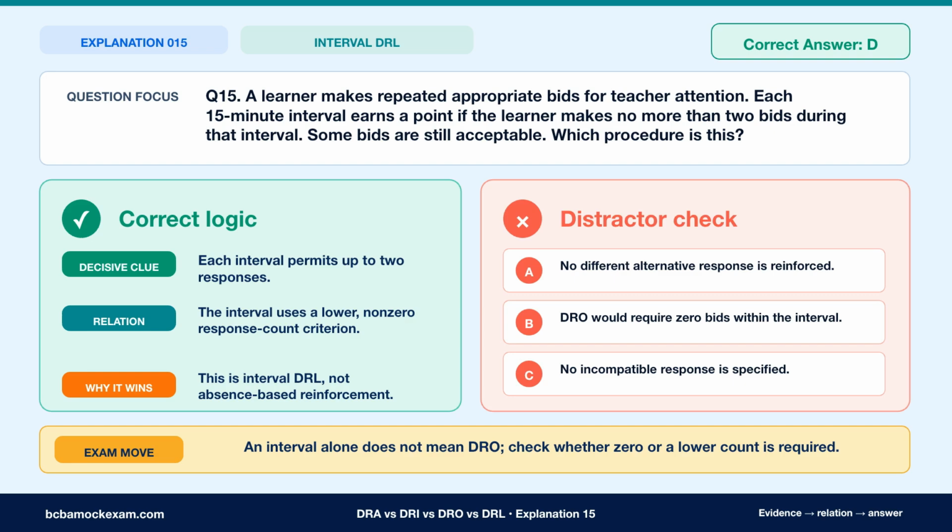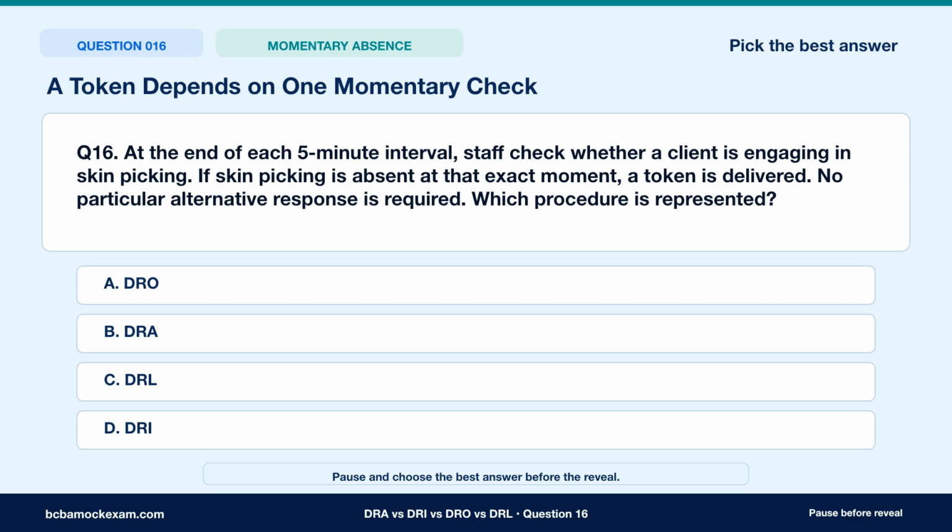An interval alone does not mean DRO. Check whether 0 or a lower count is required. Question 16. At the end of each 5-minute interval, staff check whether a client is engaging in skin picking. If skin picking is absent at that exact moment, a token is delivered. No particular alternative response is required.